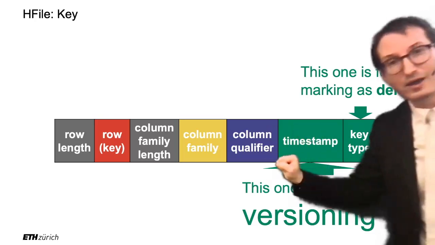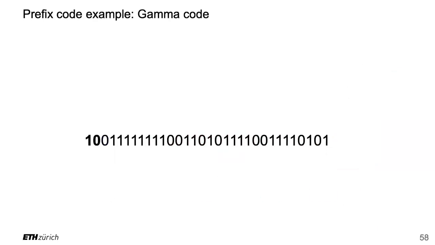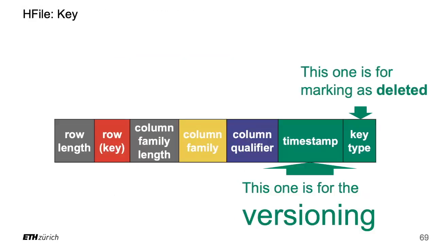Can anybody tell me why on Earth we do not have a colon qualifier length here, in spite of being variable? Yes? Exactly, we subtract. Because you remember here, we have the key length. So if I know the total length plus the row length and the column family length and the fact that timestamp and key type are fixed, if I subtract, that gives me the length of the colon qualifier. Who is with me on that? Right? All right, excellent answer. So this is how we manage to read the key and know exactly how to parse these things.